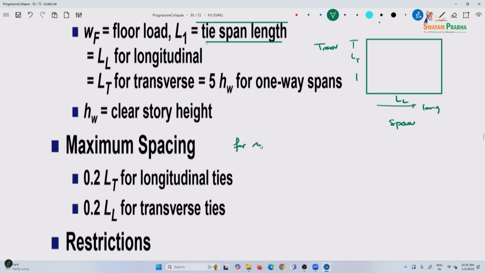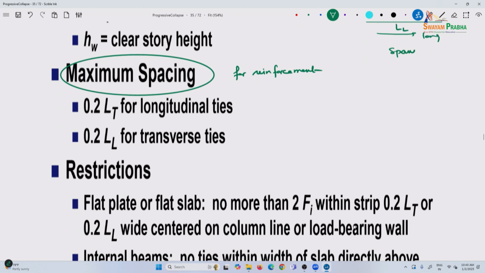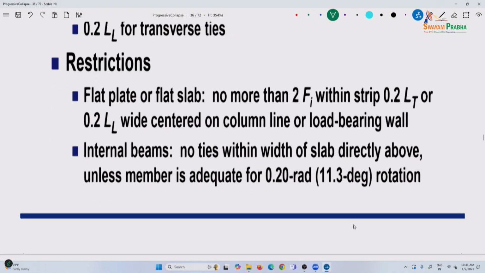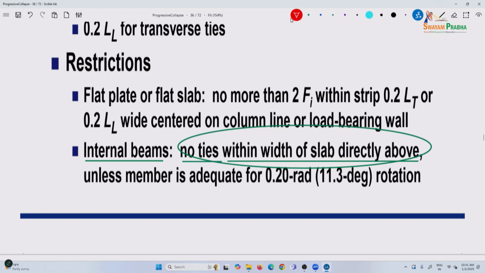between ties, this is for reinforcement. This is the maximum, but clearly you would probably provide much less than that: 0.2 LT for longitudinal ties and 0.2 LL for transverse ties. Do not worry about the restrictions. The main thing is internal beams, no ties within the width of the slab directly above. It is hard to do the second part of it. This is important.